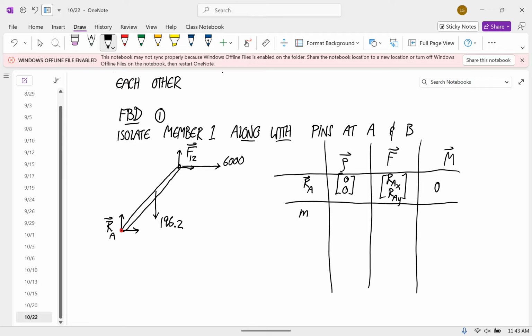Then we have the weight force. The whole thing is 1 meter long. So the distance from A to where the weight is applied is half a meter. So that's half a meter times cosine and sine of 60 degrees. So that is 0.25, 0.433. Just 0.5 times cosine and sine of 60. And the force vector is 0, negative 196.2.